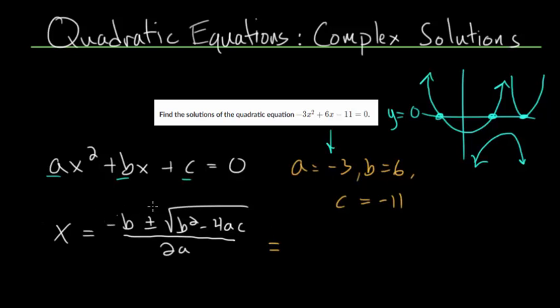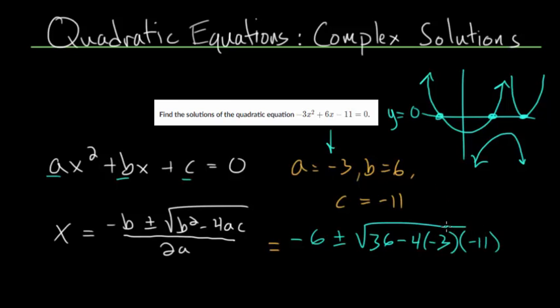Now we're just going to plug everything into this formula. So we have the opposite of b, that would be -6 plus or minus the square root of b squared. So we have 6 times 6, which is 36. By the way, this term here is always positive, because if you put in a negative number and square it, a negative times a negative is a positive. So just keep that in mind, it is a useful thing to know. Then we're subtracting 4 times a, which is -3, and times c, which is -11. And we're going to divide this all by twice a, or twice -3, so that's -6.